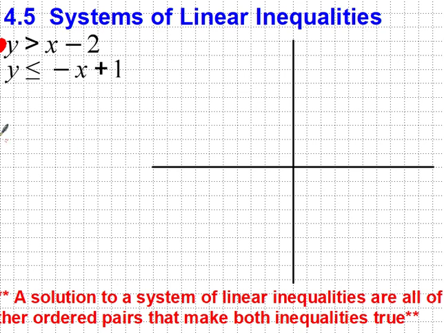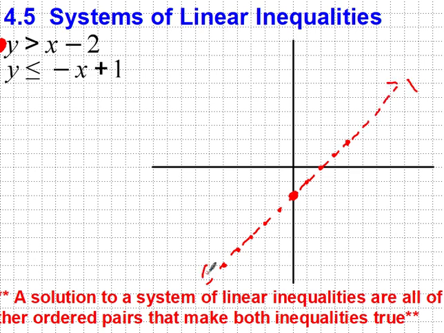So if I graph y is greater than x minus 2, I'm going to start at negative 2, my y-intercept. My slope is just 1, so up 1 over 1, pretty simple. I also have to determine if I have a solid or dashed line. Because there is no "or equal to," it is a dashed line. So there's my first graph.